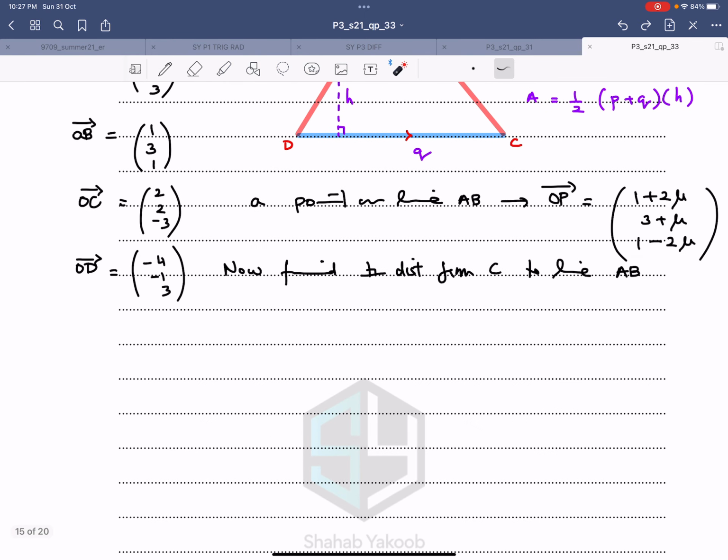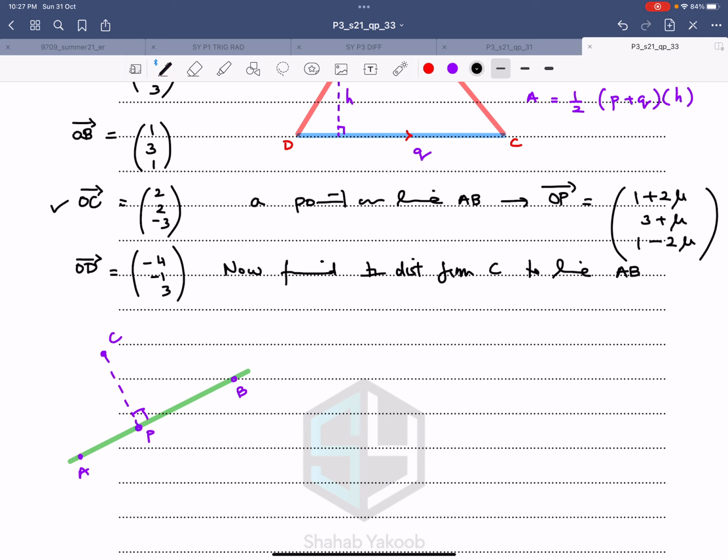So now the concept is, let me draw a diagram. So this is a line going. This is a point C. I'm just focusing on this one. And this is a line passing through A and B. And this is the perpendicular. So this is the concept of perpendicular distance from a point to a line. Let this point be P.